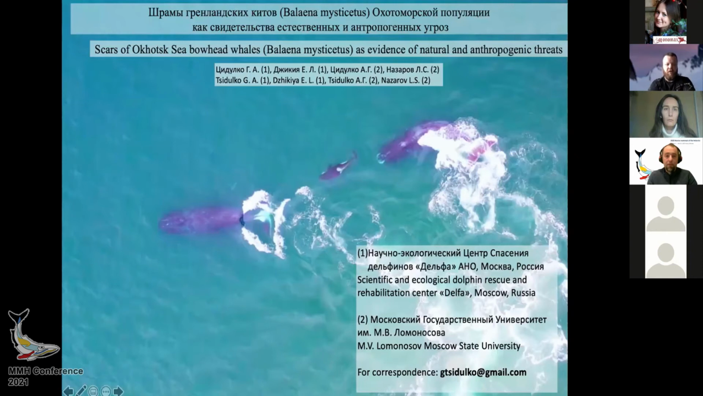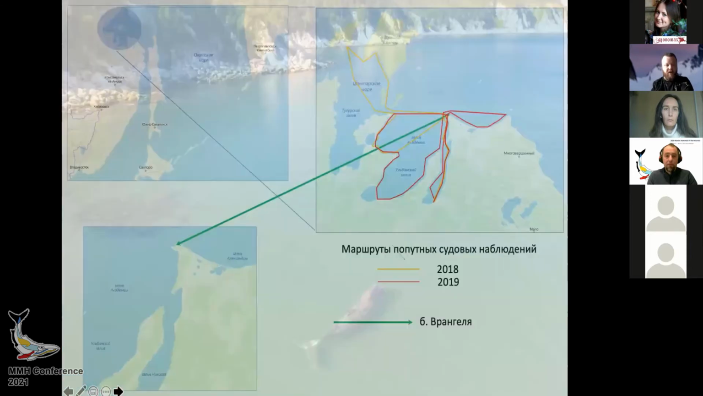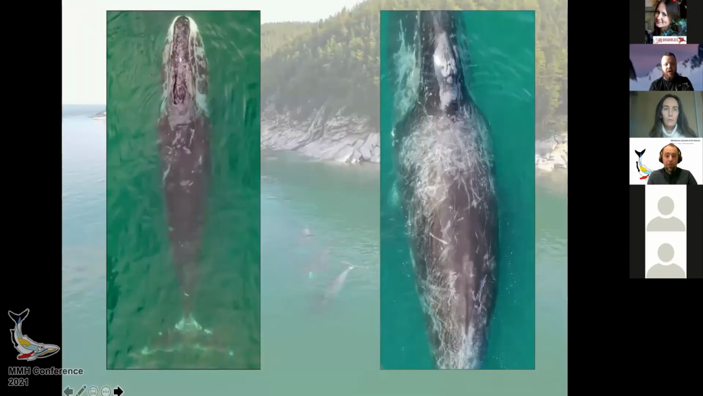Right. I'm going to tell you more about the Okhotsk Sea bowhead whales in the Wrangell Cove, and I would like to speak about scars and what they tell us about various threats, including anthropogenic dangers. You have seen this slide. It shows the location of this area.